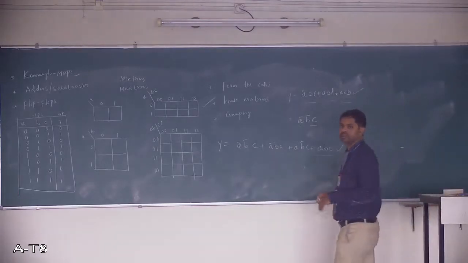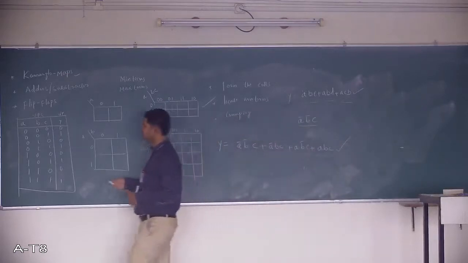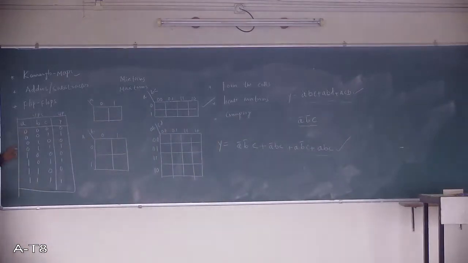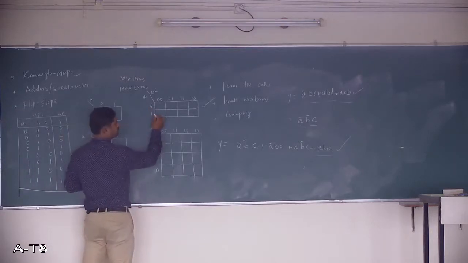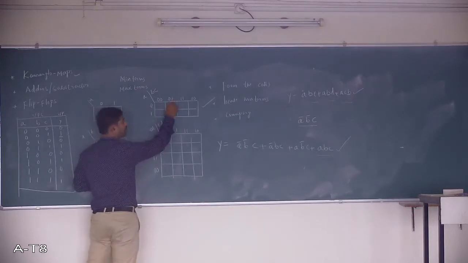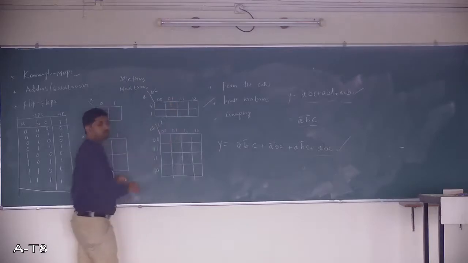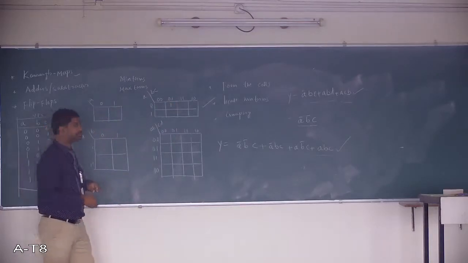Either min terms or max terms. I will draw a K-map for this. Wherever output is 1, those cells you identify with logic 1, remaining with zeros. Here output is 1, take this value 0 0 1, where A is 0, B is also 0, C is 1. So 0 0 1. This cell you have to make it as 1.